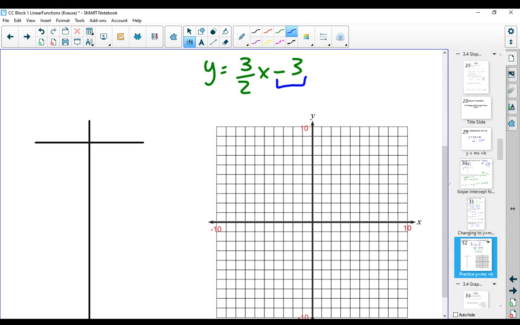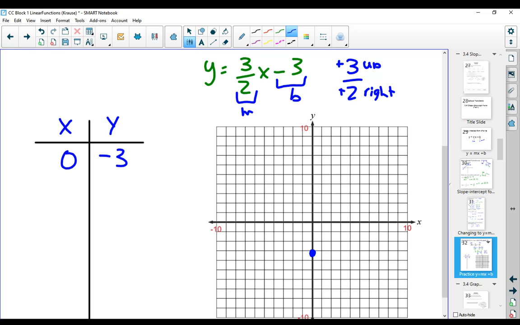So my y-intercept is negative 3. My slope is 3 over 2. So my starting point would be my y-intercept, and that's going to be 0, negative 3. So I'm going to plot that point 0, negative 3. And I have a slope of 3 over 2. Well, 3 over 2, positive 3 over positive 2, would mean up 3 and right 2. Or it could also be the same as negative 3 over negative 2, because that also gives me a positive, which would be down 3, left 2.